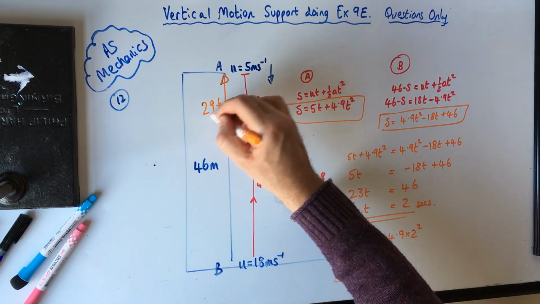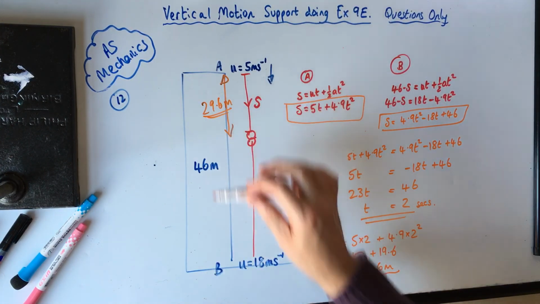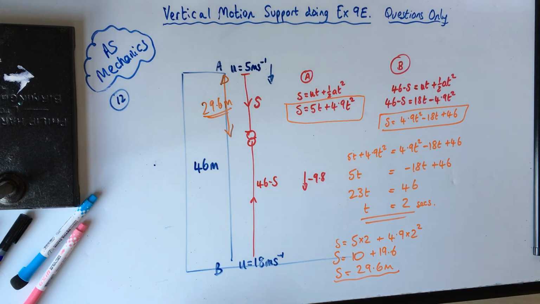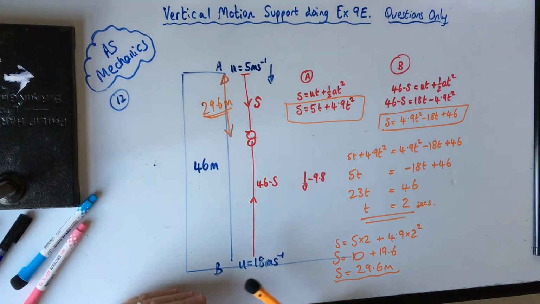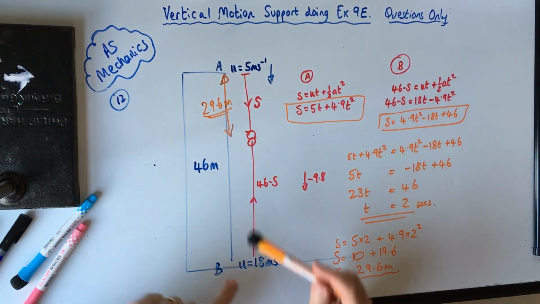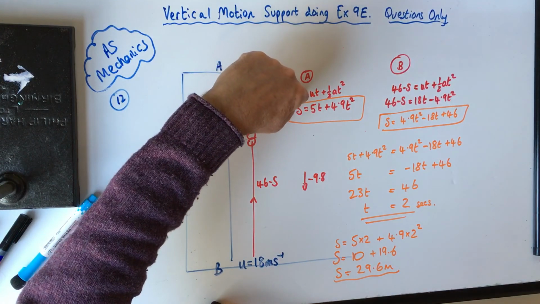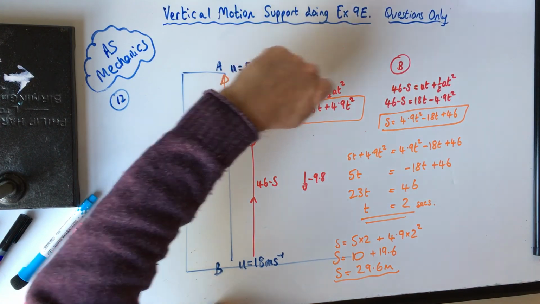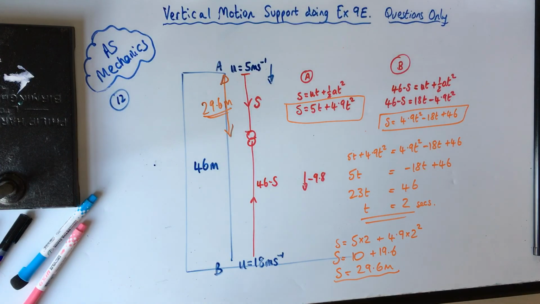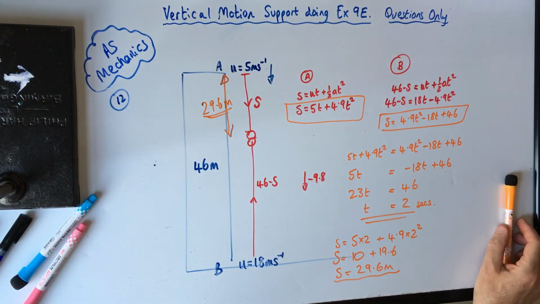It seems strange that you haven't done it from floor level. Well, we haven't done it from floor level because the question hasn't asked that. The question asked for it from A. If it said from the floor, we would have called that S, and this one here would have been 46 minus S, and 46 minus S would have gone in this one, not in that one there. Okay, so that is number 12.